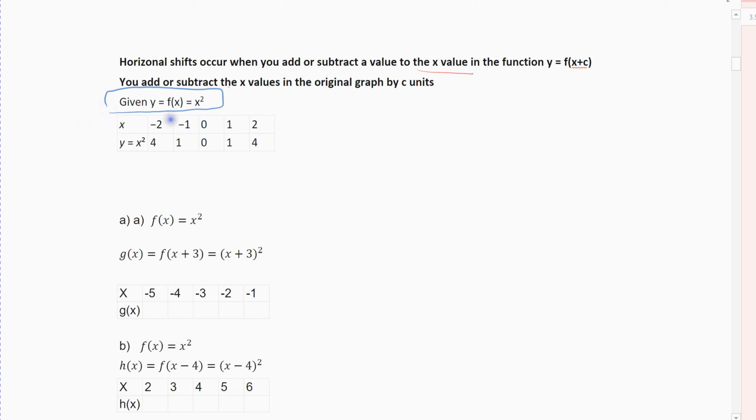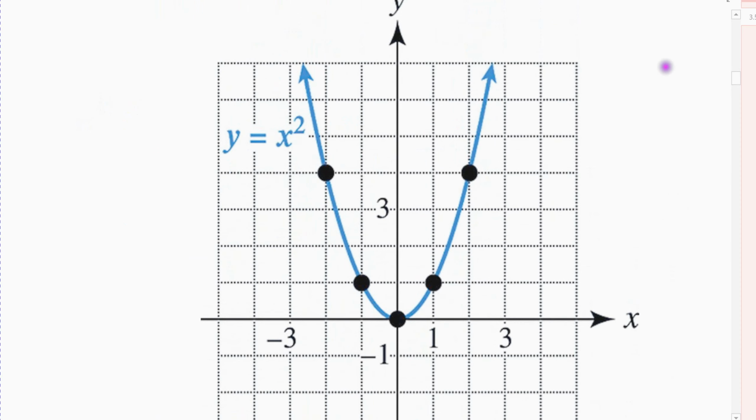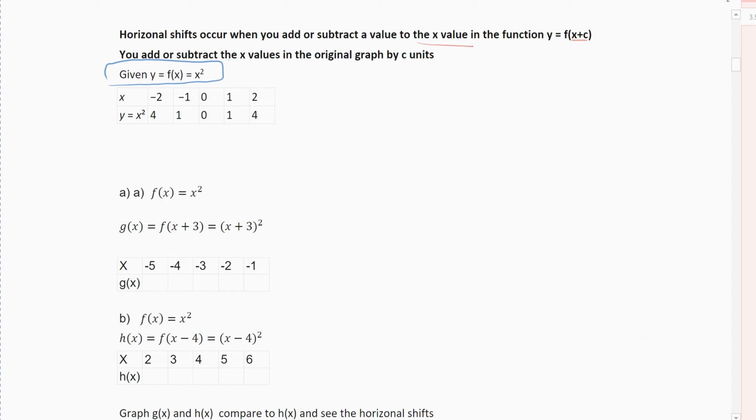Alright, so it was the points negative 2, 4, negative 1, and again I have the graph down here that we're going to use. And then I'm going to do shifts. I'm going to do horizontal shifts left and right. Alright, and the tricky part, horizontal ones are the tricky part because it's counterintuitive because I have to overcome what I added to get back to the original value. So my original points, remember, were negative 2, 4, negative 1, 1, 0, 0, 1, 1, and 2, 4. Right? Those would have been the graphs.